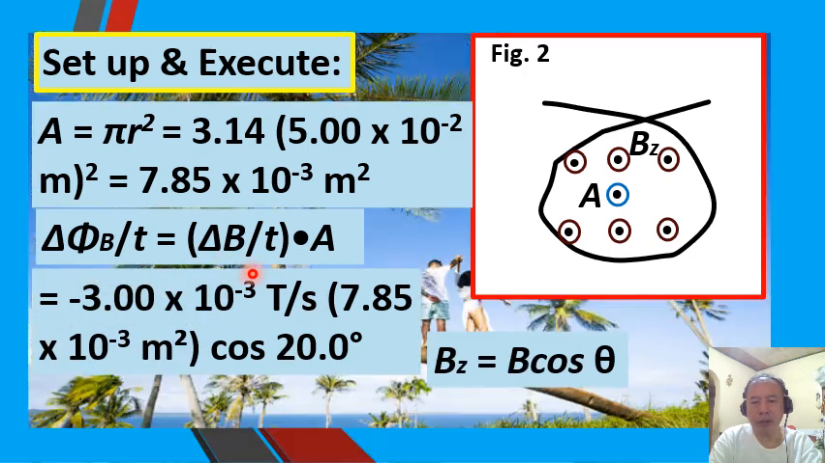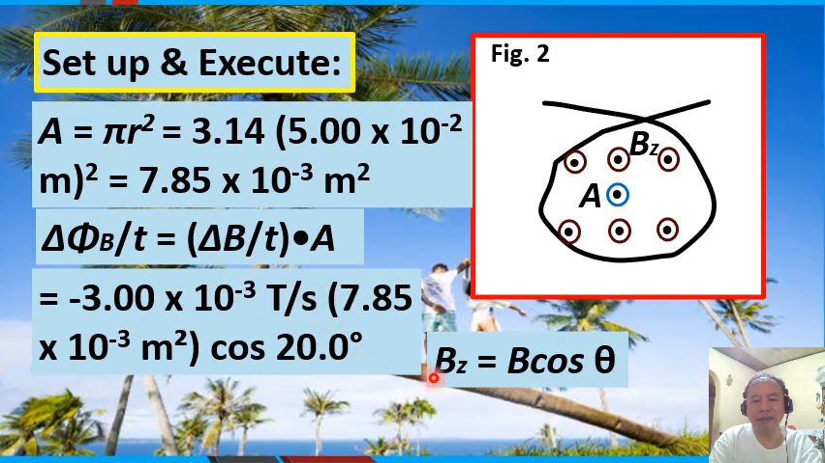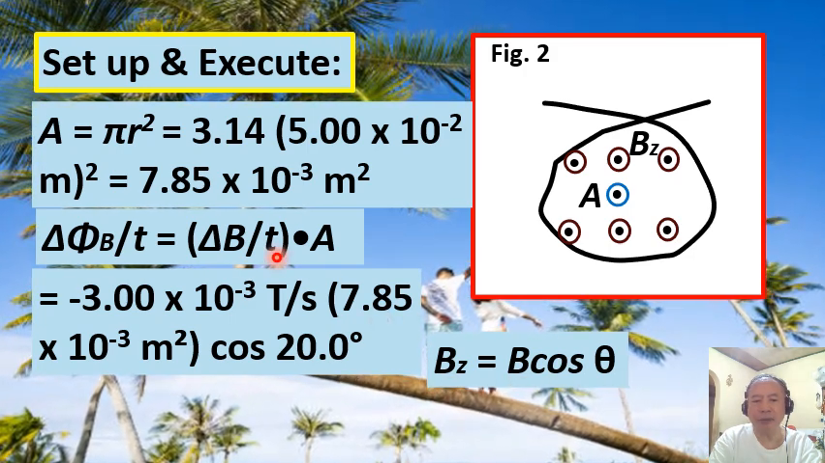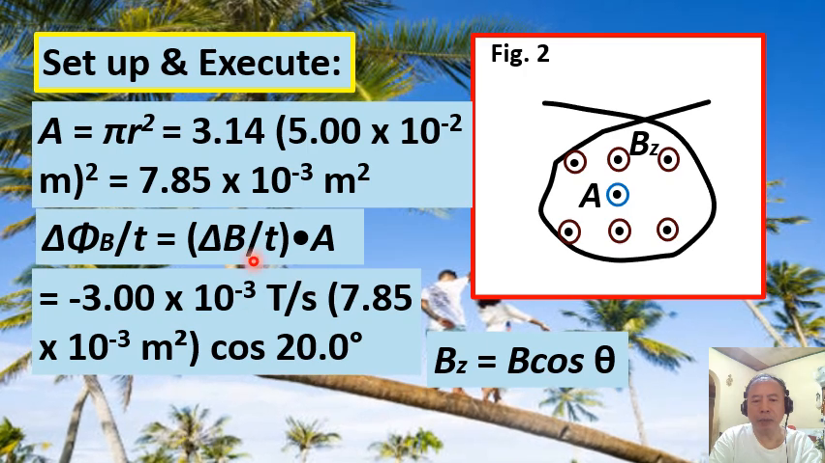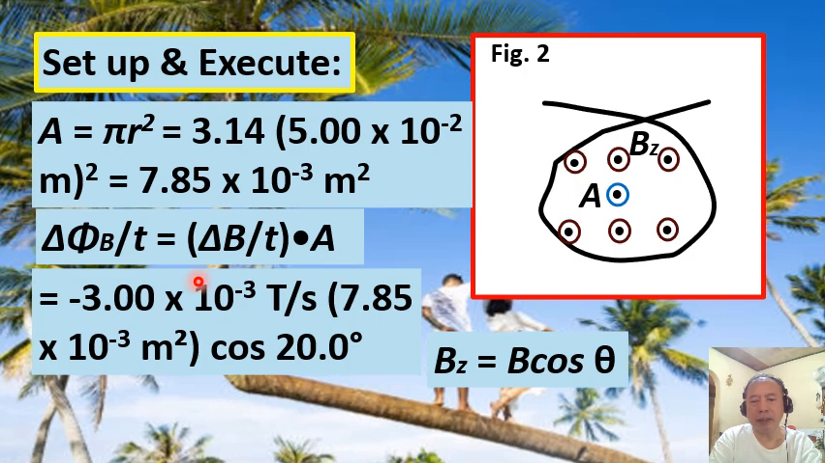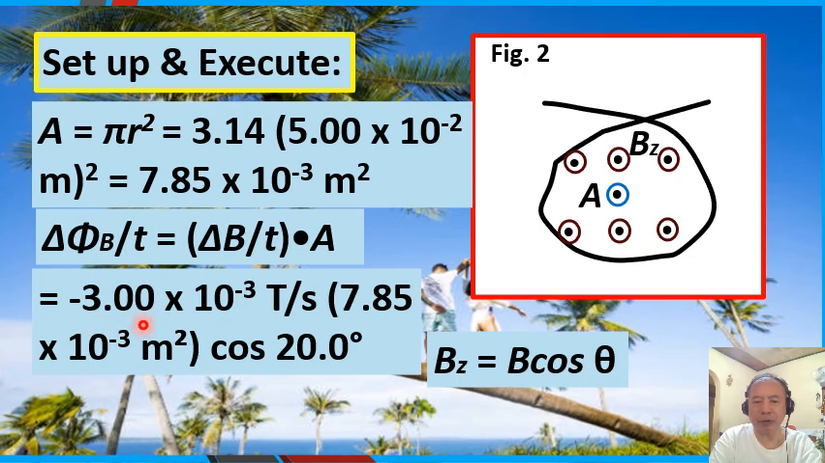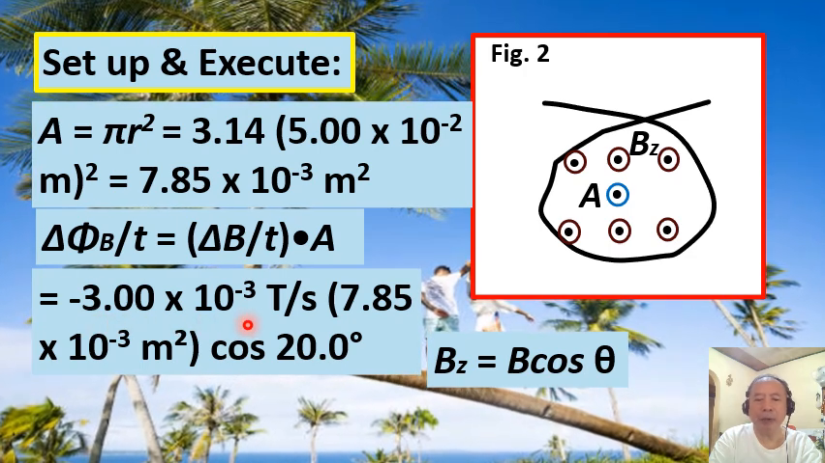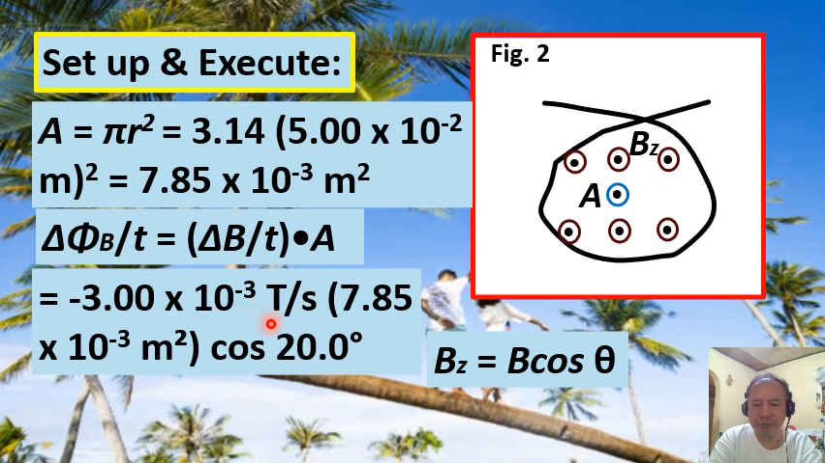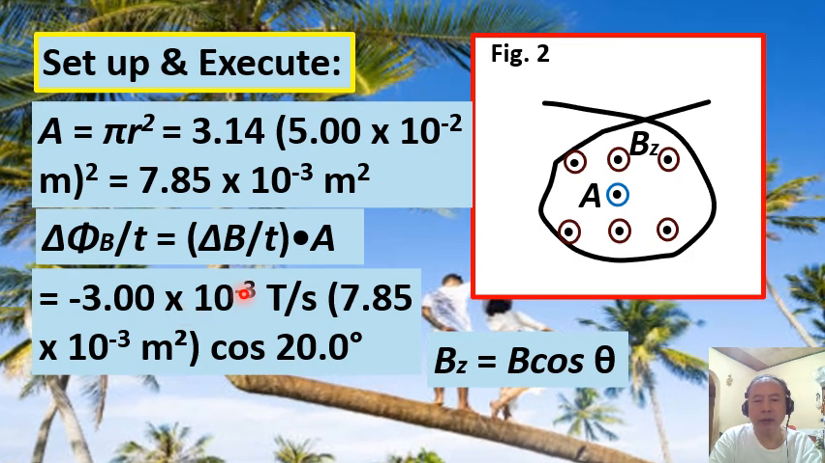And since we are just after the Z component of the magnetic field, or capital B sub Z, equal to capital B cosine theta, therefore, what we are computing here is the Z component of the magnetic flux. So substituting, we get negative 3.00 times 10 to the negative 3 Tesla per second. That is what we call the change of the magnetic field.